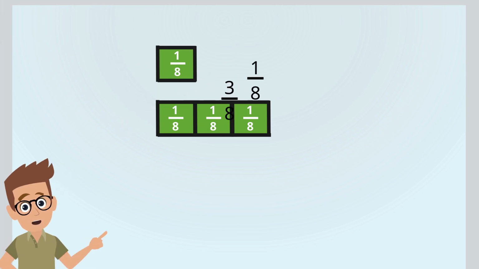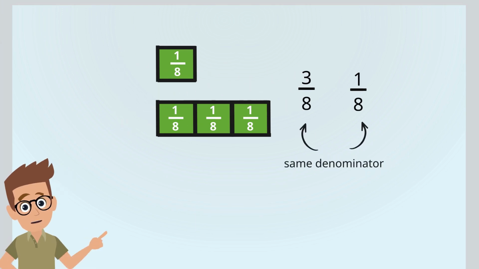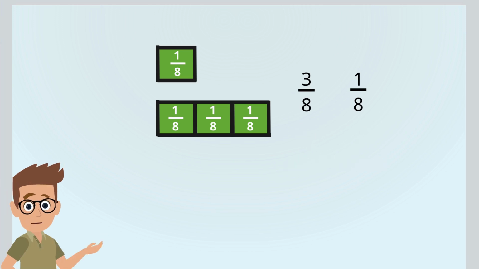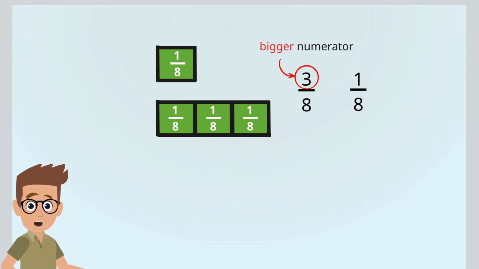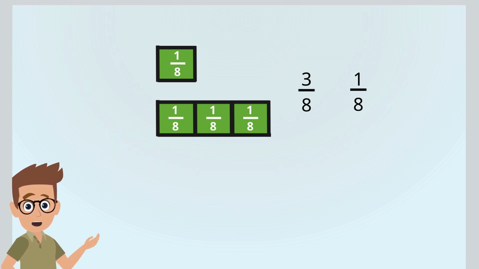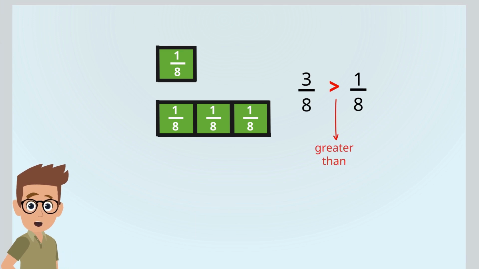One over 8 and 3/8 have the same denominator, 8. So, we compare their numerators. 3/8 has a bigger numerator, so it is the greater fraction. We can compare the two fractions using this symbol, which means 3/8 is greater than 1/8.